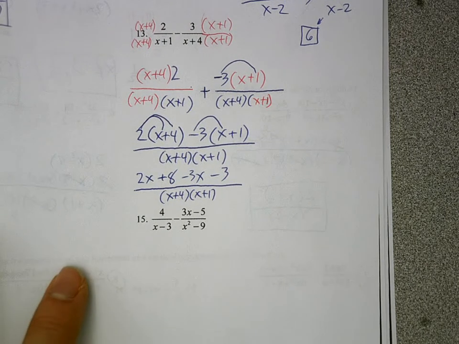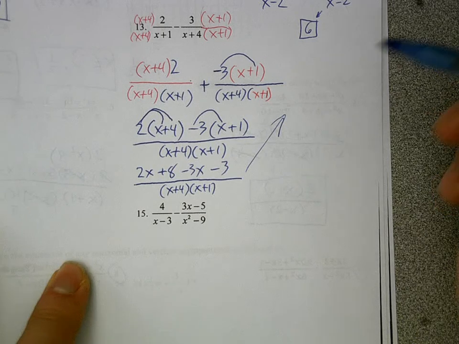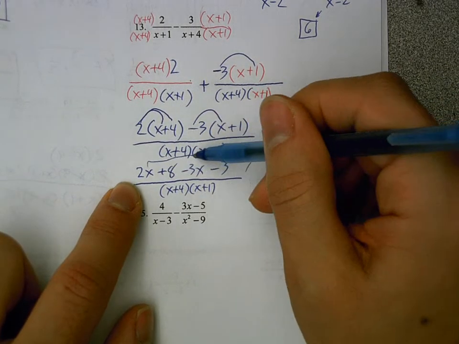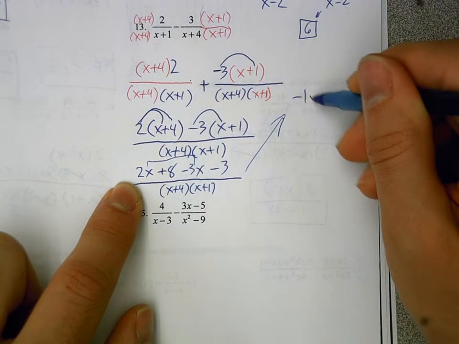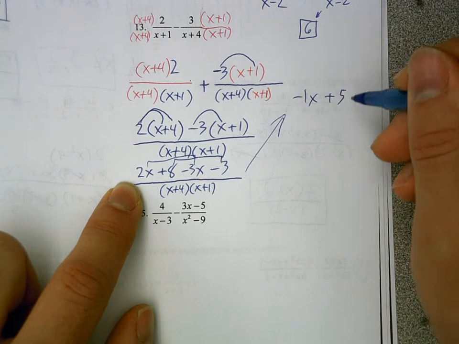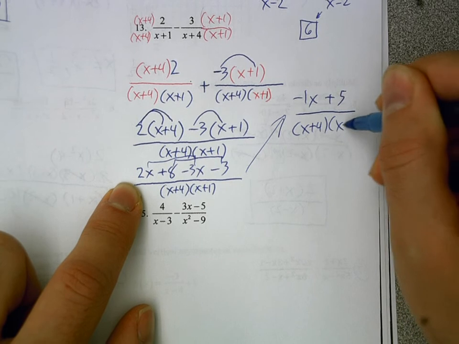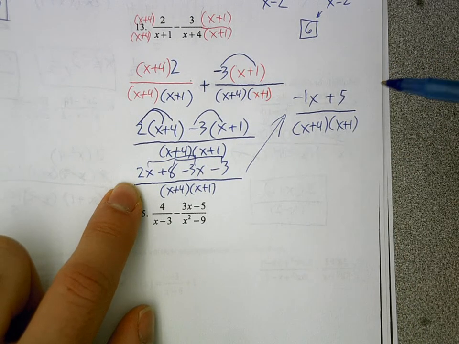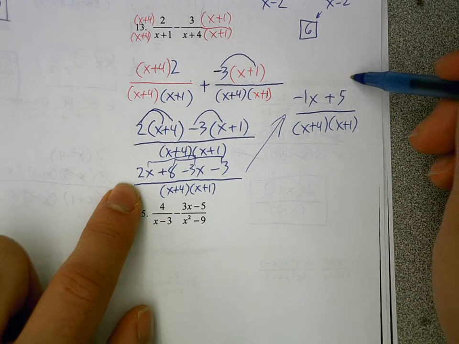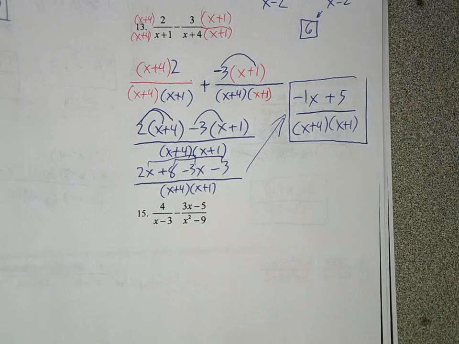Now we can combine like terms. I've got a 2x minus 3x would be a negative 1x. 8 minus 3 would be positive 5 over x plus 4 times x plus 1. There's no reducing that. The top does not factor. We are done right there. That is my answer. Does that make sense to everybody?